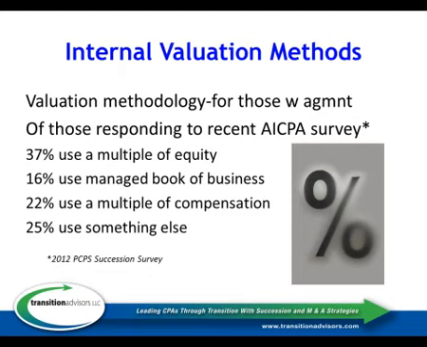But in the 2012 PCPS survey, we found that 37% of the firms that responded to the survey, and there were roughly 600 that did, used a multiple of equity system. So that's generally still the most popular approach. 16% still use a managed book of business, and I think that probably is going to be the smaller the firm, the more likely you're going to use that approach. 22% use a multiple of compensation, and 25% use something else. The larger the firm, the more likely you are to use a compensation-based system.